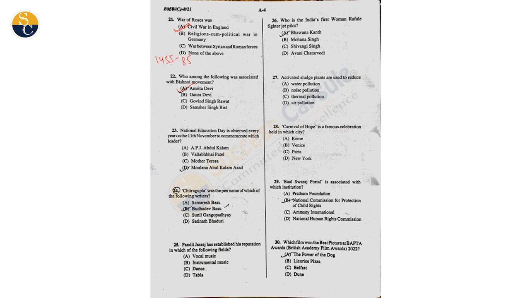Next, National Education Day is observed every year on 11th November to commemorate the birth of Maulana Abul Kalam Azad. He was the first education minister of India. So, D is the correct answer. Next, Chitragupt was the pen name of which of the following writers? Answer is D, Satinath Bhaduri.